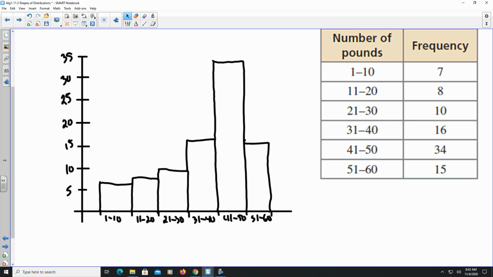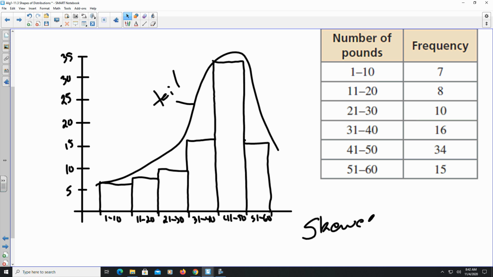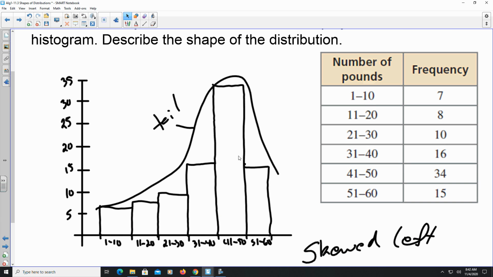All right, so looking at this one, it looks like the tail is more over here on the left, so I would say that it is skewed left as my description.